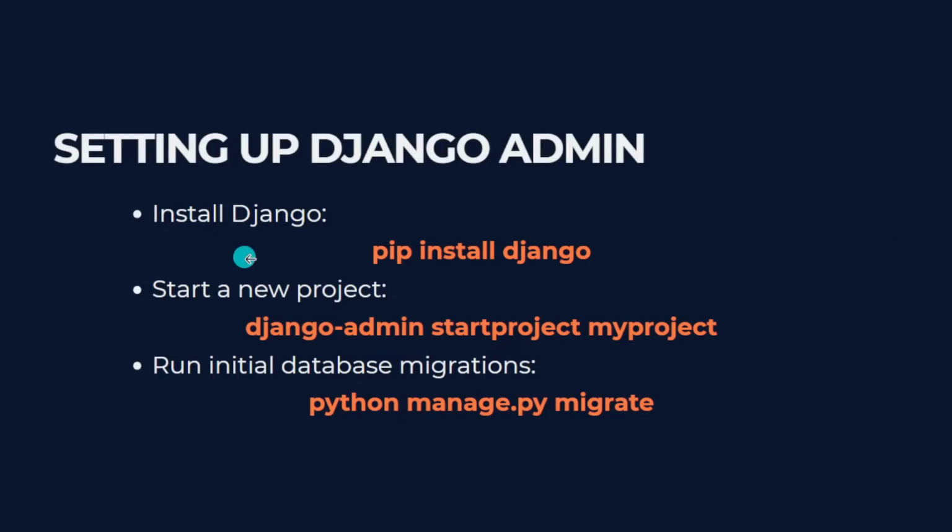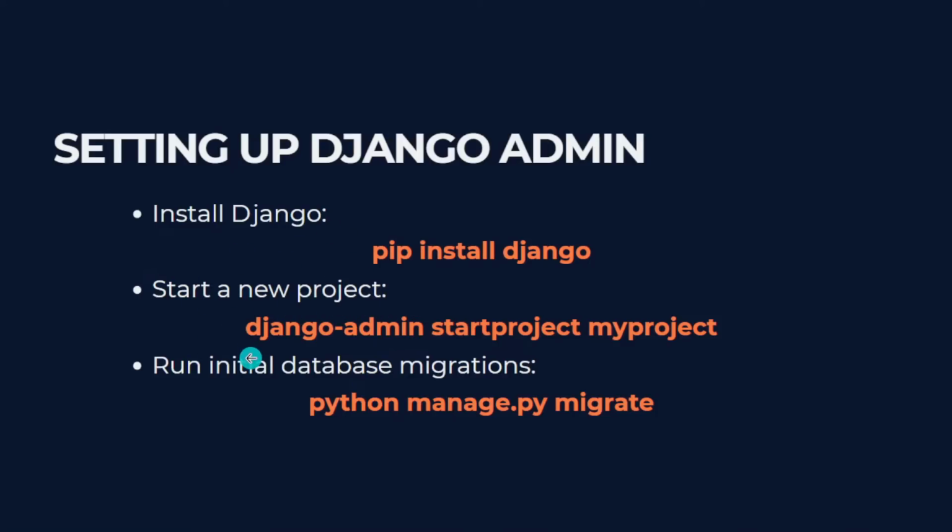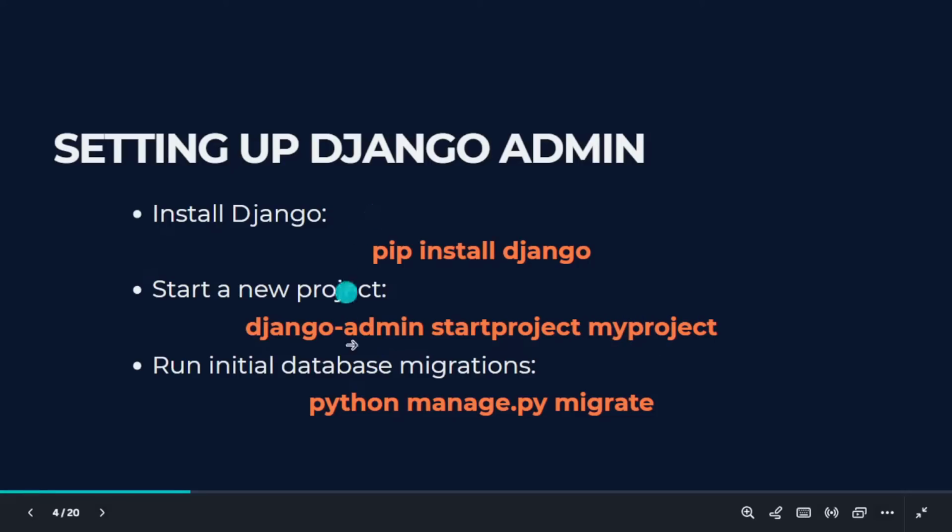Okay, first, how do we install Django in our system? We use pip install django. With this command, we install Django in our system, and after that, we start a new project. How do we start a new project? We just use django-admin startproject, and then whatever project name I mention here, my project. It will automatically create a folder for Django.